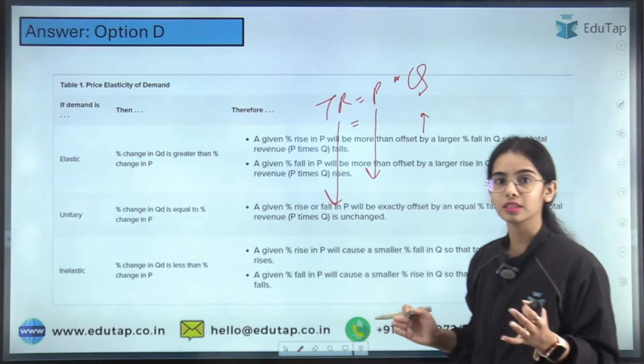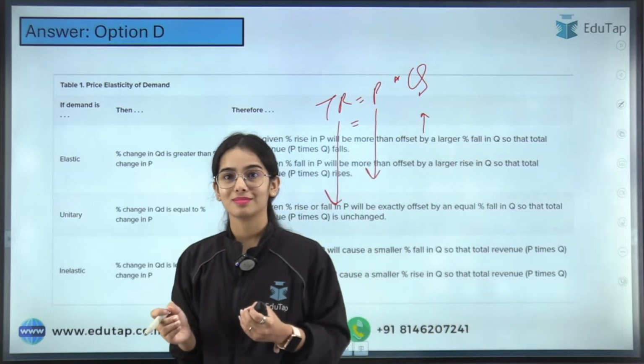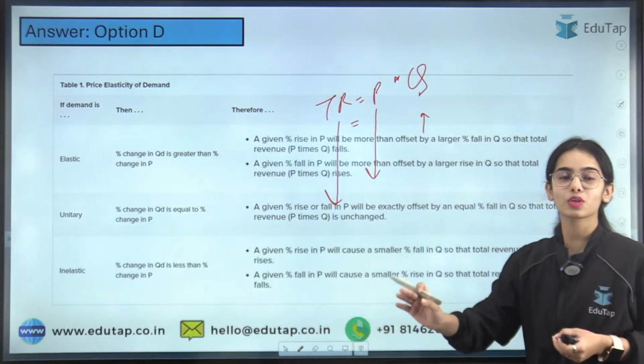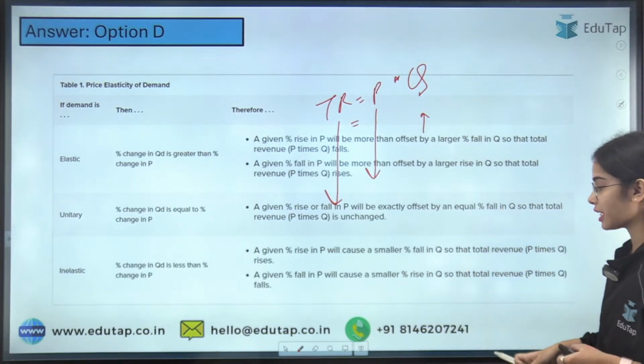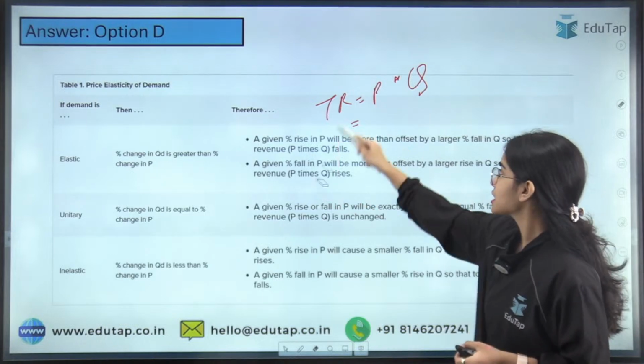I hope this is clear. Even if you are giving the answer wrong, it doesn't matter. Just understand what mistake you have made and try to rectify that mistake in the examination. Okay. So this is the answer.